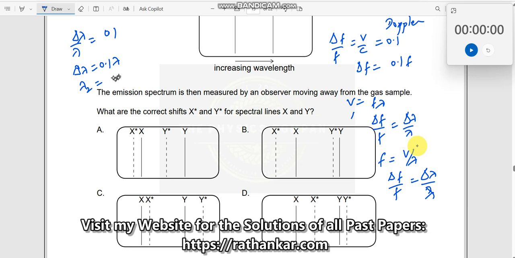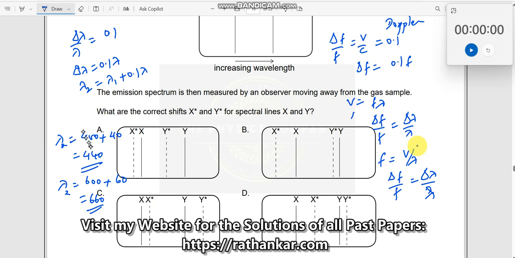Or lambda 2 should be equal to lambda 1 plus 0.1 times the initial value of lambda. Now let me consider lambda 1 is equal to 400, because in your hydrogen spectra you get 400 to 700, right? So lambda 2 should be equal to 400 plus 0.1 times 400, which is 40. So how much do you get? 440 over here. Now for another wavelength, I'll consider lambda 1 to be around 600. So 600 plus 0.1 times 600, which is 60, gives 660 over here.